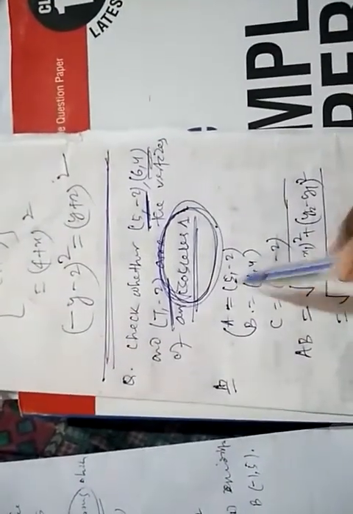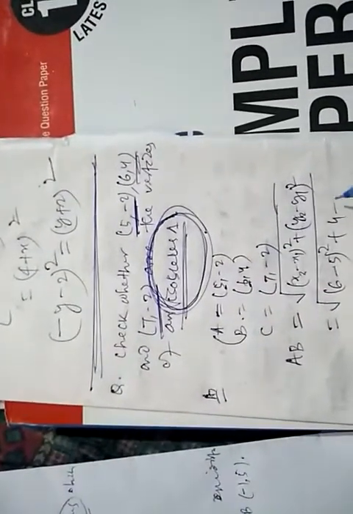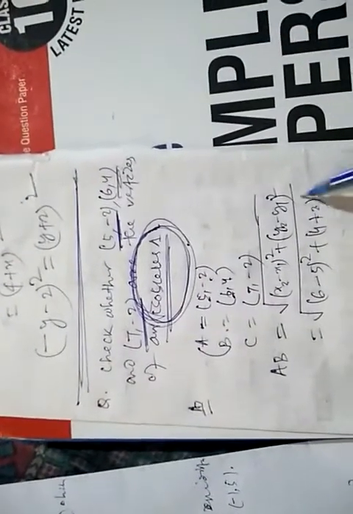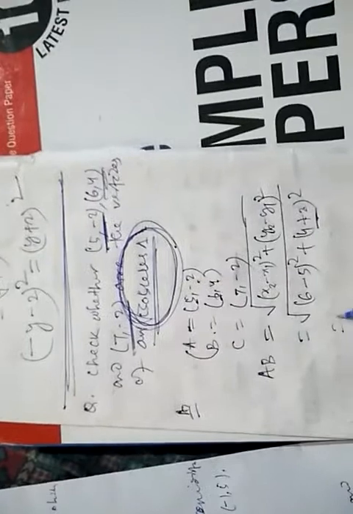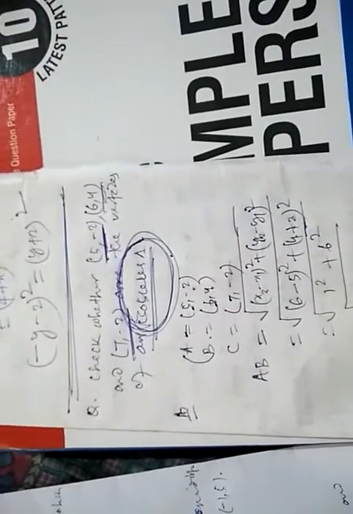To calculate AB, square root of x2 means 6 minus x1 means 5, 6 minus 5 whole square plus y2 which is 4 minus y1 which is minus 2. Here minus, again minus, becomes plus. Directly I am doing here. That means square root of 6 minus 5, 1 square, plus 4 plus 2, 6 square. So that is square root of 1 plus 36. So that becomes square root of 37 units. AB you calculated.